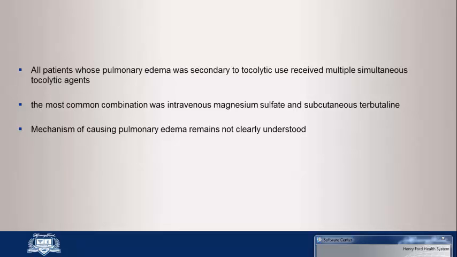Those patients who had pulmonary edema because of tocolytic use received multiple agents, most of the time at the same time, so it doesn't usually take just one dose. The most common combination that leads to that is magnesium sulfate and subcutaneous terbutaline. How does this happen? It remains really poorly understood. We are not very sure.